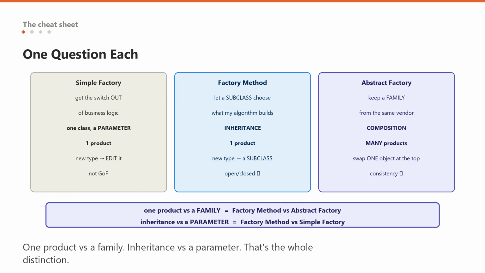So, one product versus many products, that is factory method versus abstract factory. And inheritance versus a parameter, that is factory method versus simple factory. Say those 2 distinctions out loud in an interview, and you have separated yourself immediately. Because the single most common failure on this topic is a candidate describing simple factory and calling it factory method.